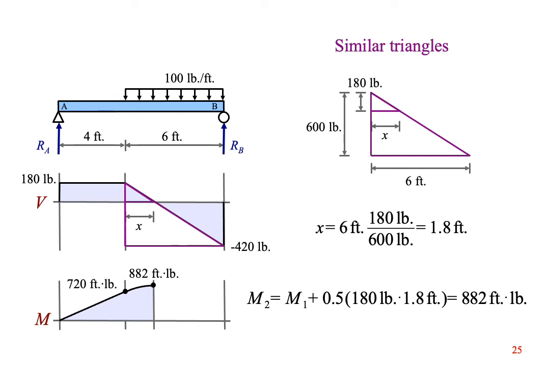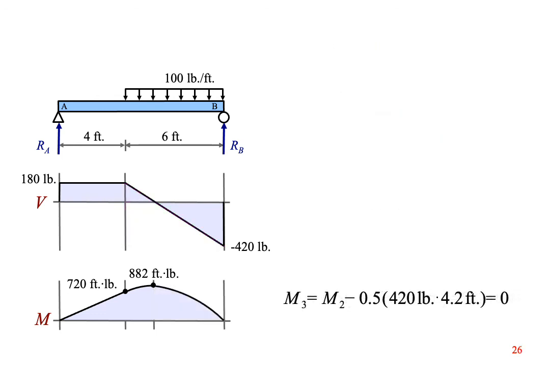The peak of our moment diagram is 720 foot-pounds, plus the area of the little triangle. I find it helpful to calculate each value of V and M off to the side as V1, V2, V3, M1, M2, M3, and so on. The new M value equals the previous M value plus or minus the additional area from the shear diagram. Finally, we subtract the area of the right-hand triangle to get back to 0.